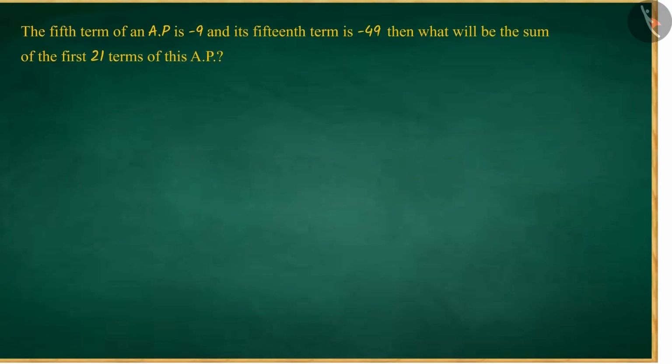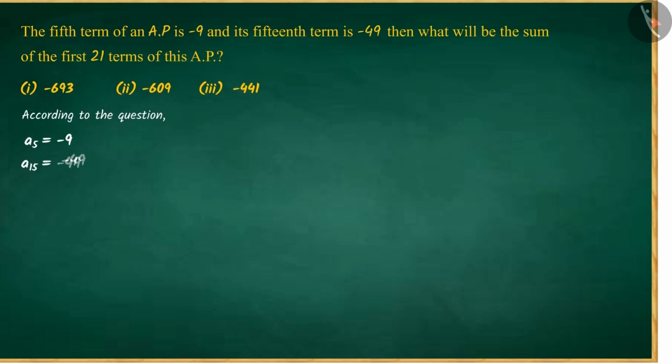The fifth term of an arithmetic progression is minus 9, and its 15th term is minus 49. Then what will be the sum of the first 21 terms of this arithmetic progression? Pause the video, solve the question, and match your answer. The fifth and the 15th terms of the arithmetic progression are given in the question, and we have to find the sum of the first 21 terms. Can you tell what we have to do?